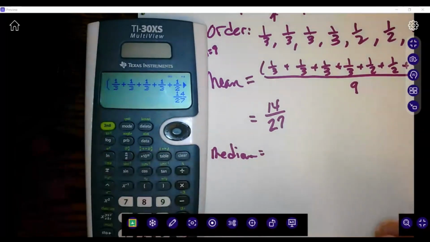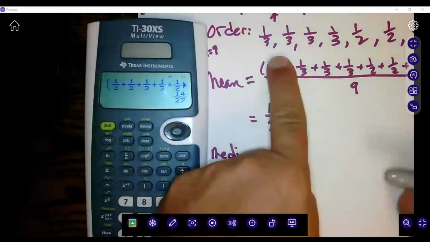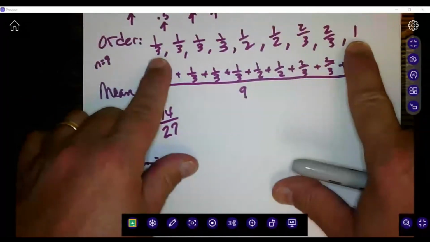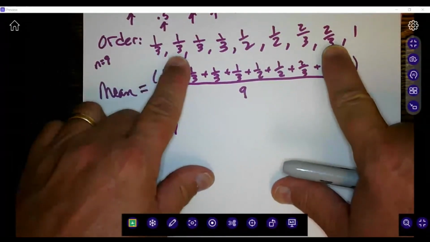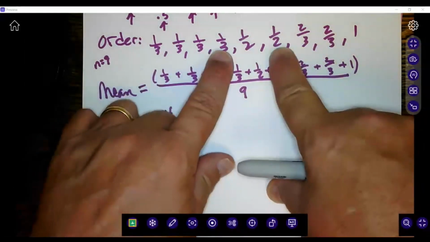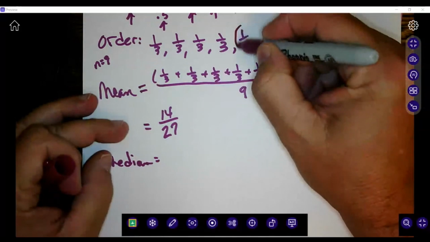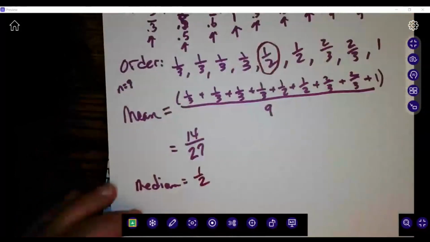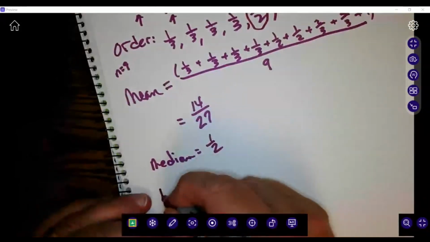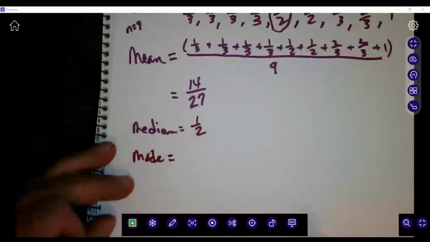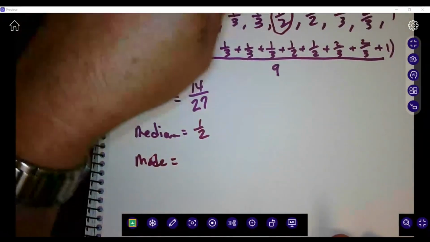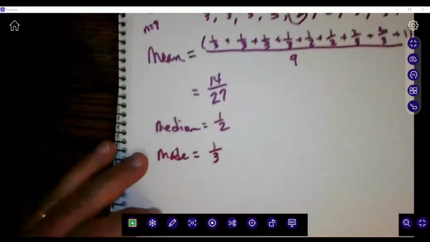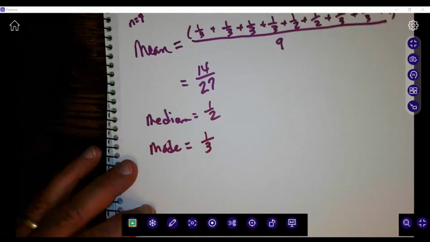Our median is our number in the middle. And so I've got to start from the ends and I move in. There, there, there. 1/2 is the number that's in the middle. So the median is 1/2. Mode. Mode is most. There were 3 1/3 values. So the mode is 1/3. That's the number that appears the most.